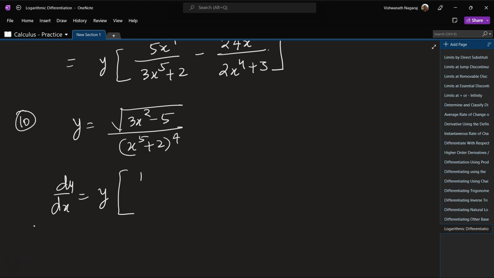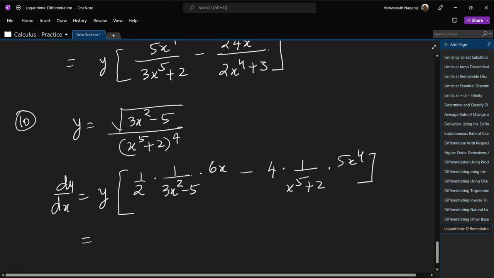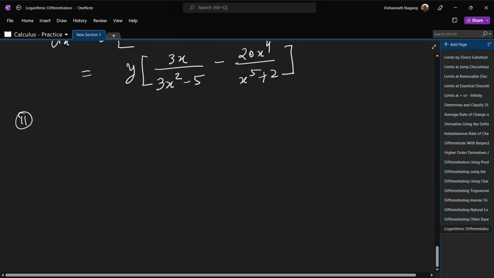So this would be 1 by 2 times 1 by 3x square minus 5 times 6x, minus, then we have 4 natural log of x to the power of 5 plus 2. So 4 times 1 by x to the power of 5 plus 2 times 5x to the power of 4, which is equal to 2 3's. That's all. So y times 3x by 3x square minus 5 minus 20x to the power of 4 by x to the power of 5 plus 2. Okay, 11th one.